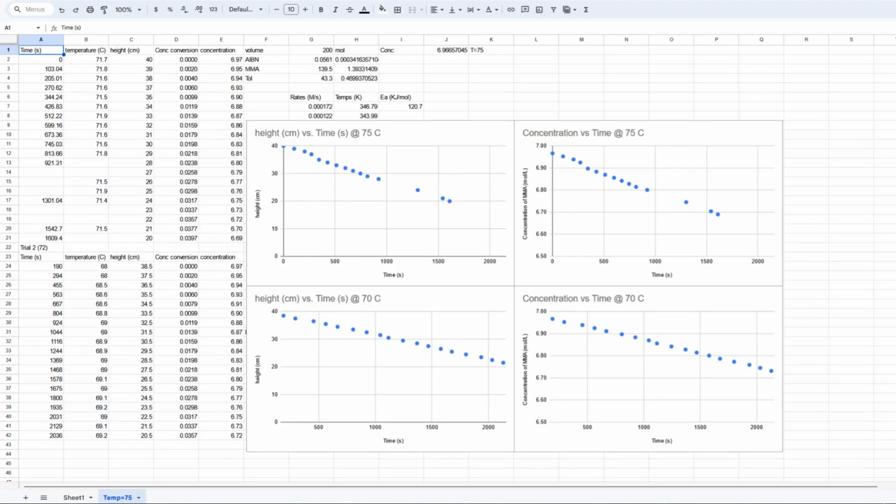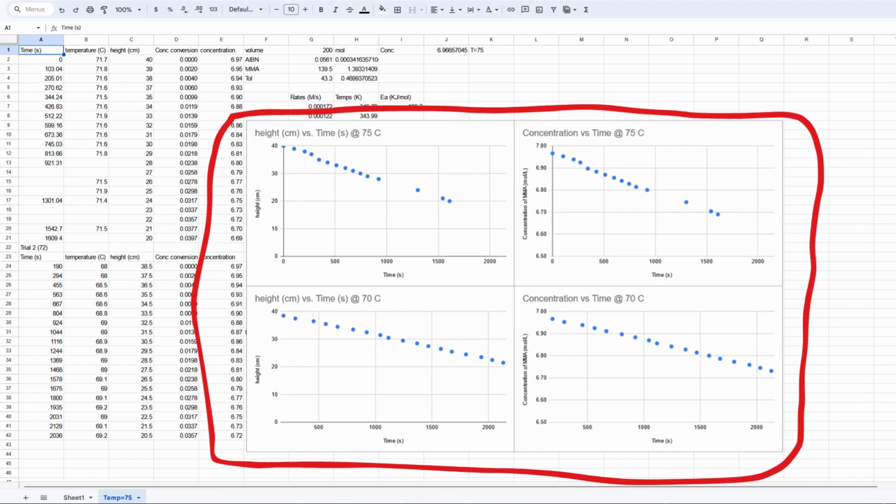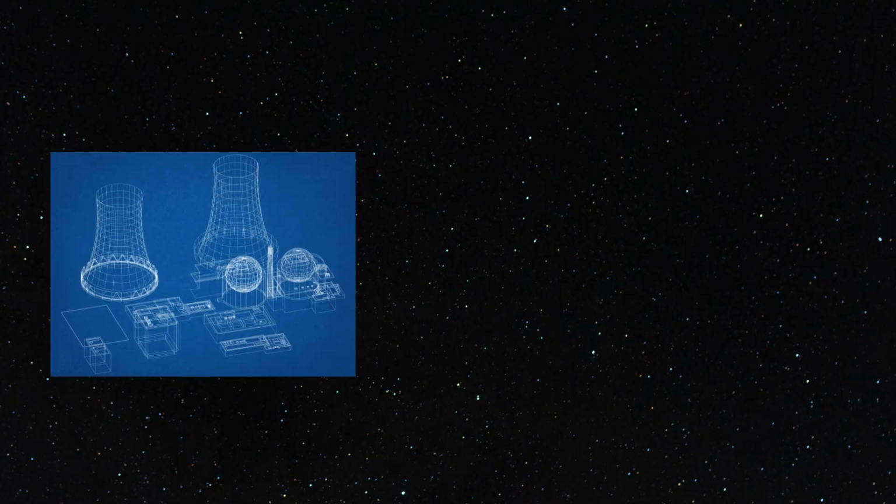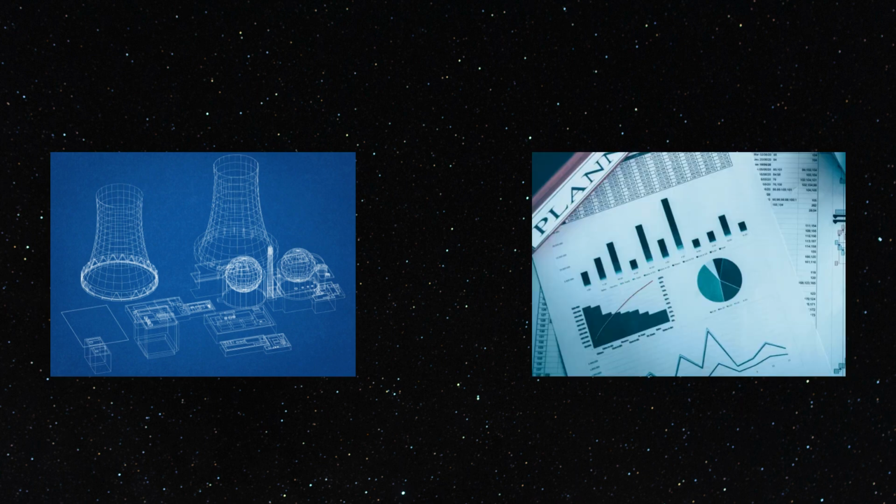Now we take the data from our experiments and put it in Excel. Here we can calculate the activation energy and visualize our data. This information would help a polymer manufacturer design a reactor for the production of polymethyl methacrylate and would aid in predicting the energy cost.